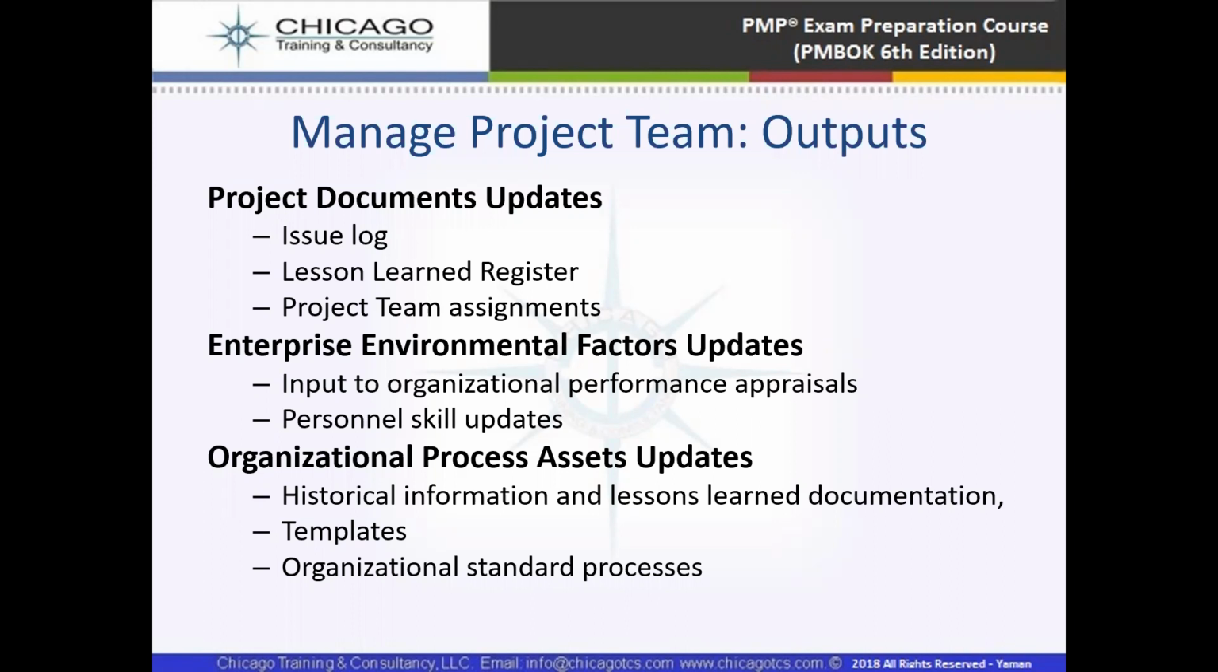And then we have updates to enterprise environmental factors, such as input to organization performance appraisals and personnel skills updates, and organizational process assets updates, like the historical information, lessons learned, and the templates or the organization's standard processes. So basically, these documents should be updated here: the project documents, the enterprise environmental factors, and the organizational process assets. You will see all these in the outputs of most of the processes in resource management. These documents should be updated.